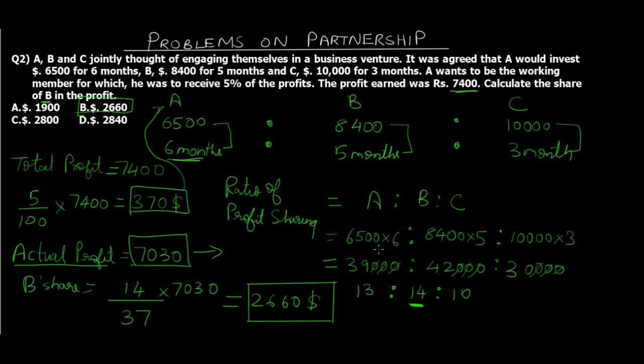Then we use that formula to get the ratios in which the money is going to be divided. We got 13 is to 14 is to 10, which means there are a total of 37 parts when we add these up. So 14 parts out of 37 are to be given to B, calculated on the actual profit. So 14 by 37 into 7030, which we calculate and get the answer of 2660.